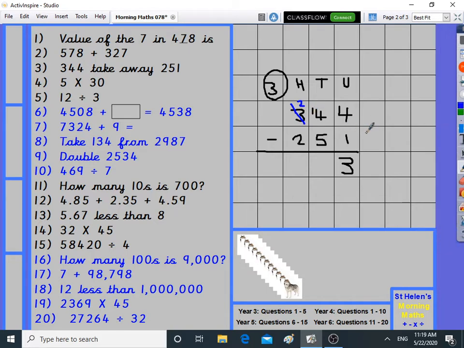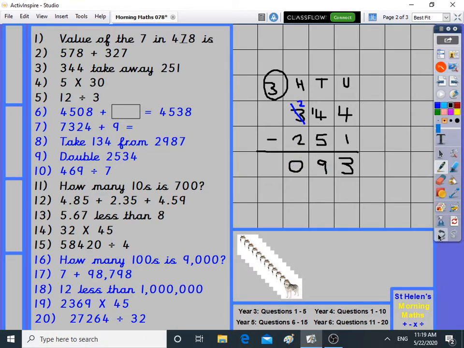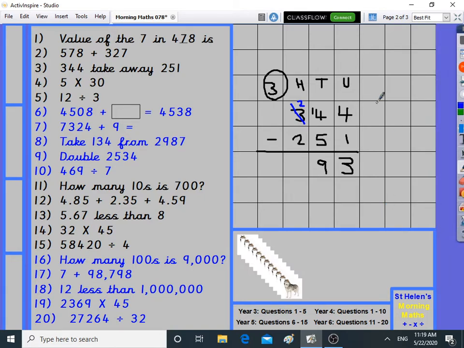Borrow the 1, or take the 1. 14 take away 5 is 9. 2 take away 2 is 0. You could write the 0, or you could just leave it empty. 93. We started with 344. We took something away, and we went down to 93.